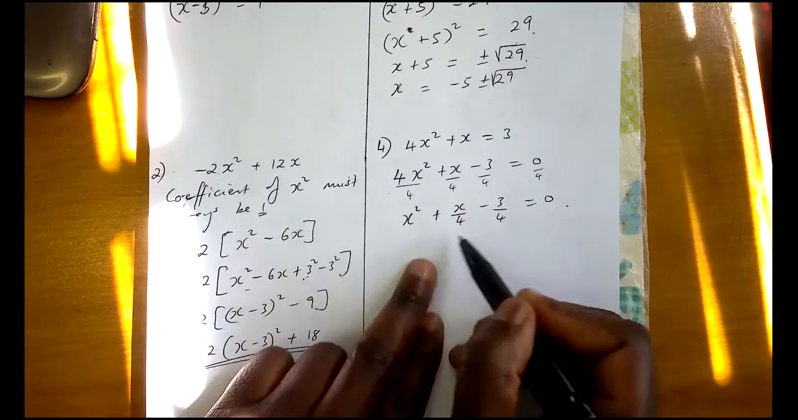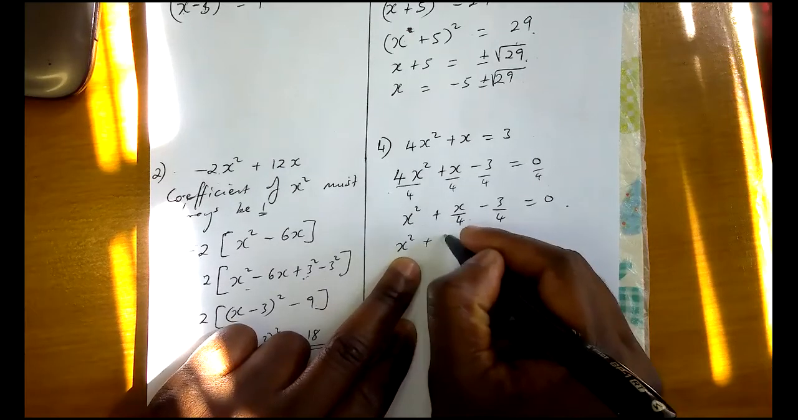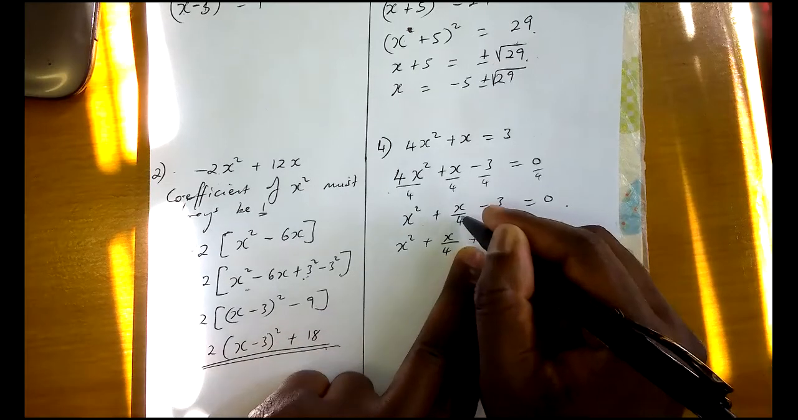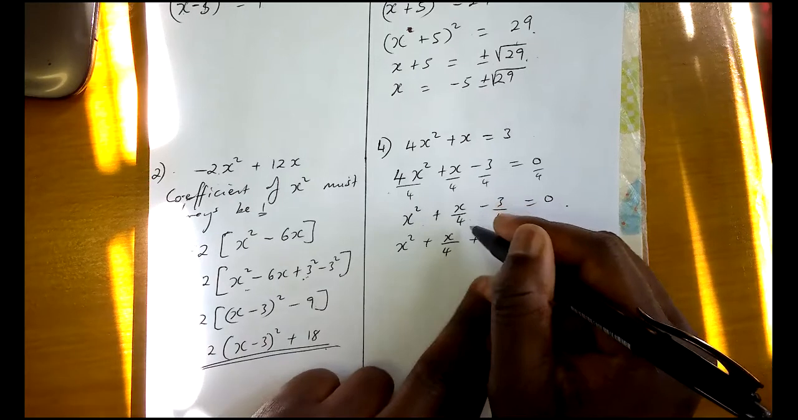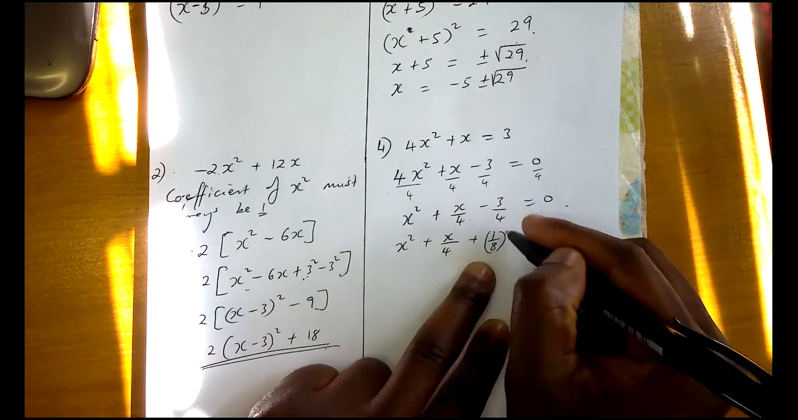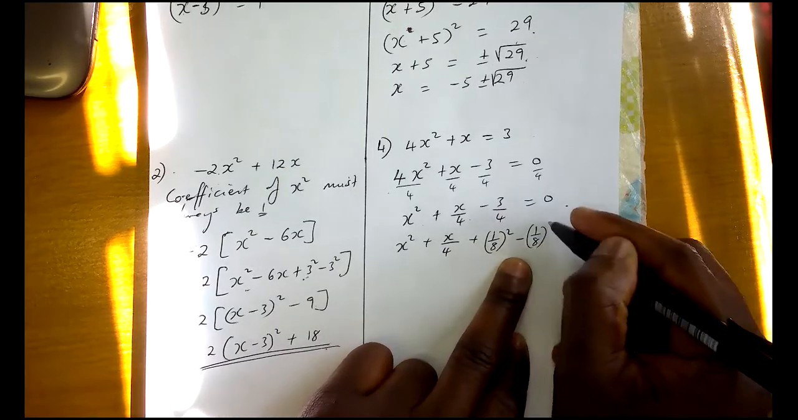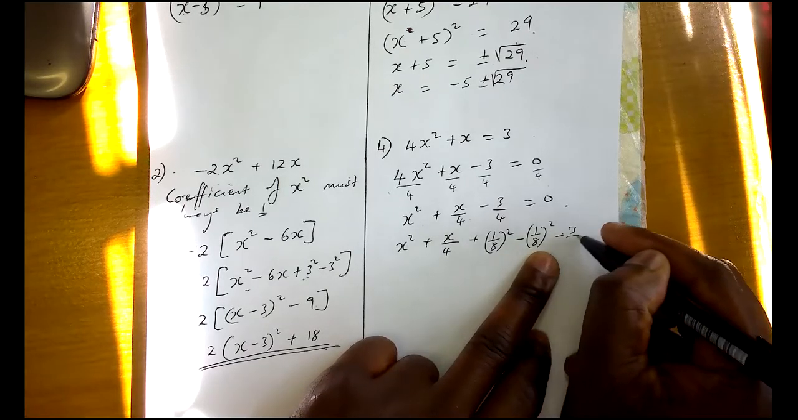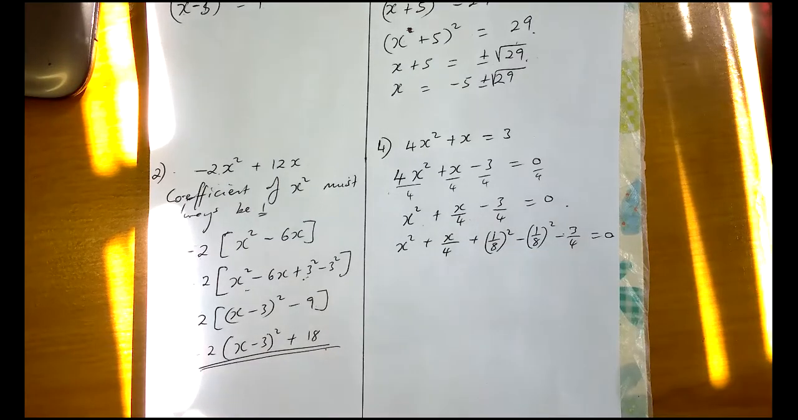Now, what do we do now? We say x squared plus x over 4 plus half of x over 4, or half of 1/4, is 1 over 8. So it's going to be 1 over 8 squared, minus 1 over 8 squared, minus 3 over 4 is equal to 0. That's what we do here.